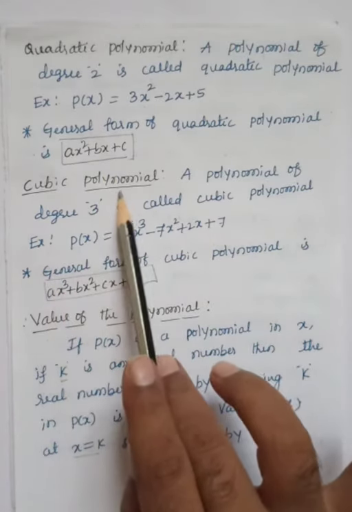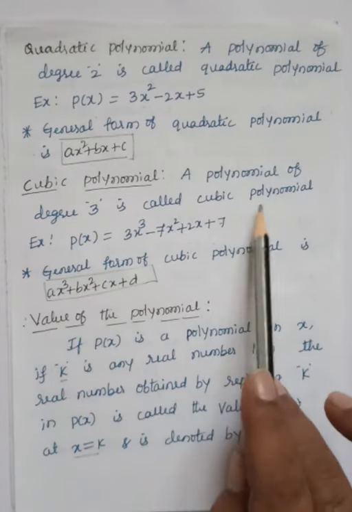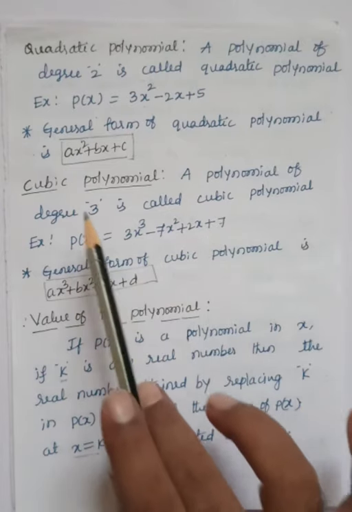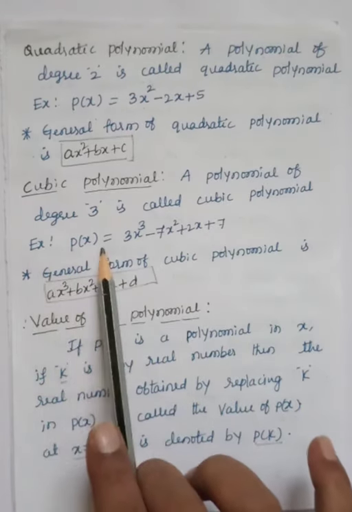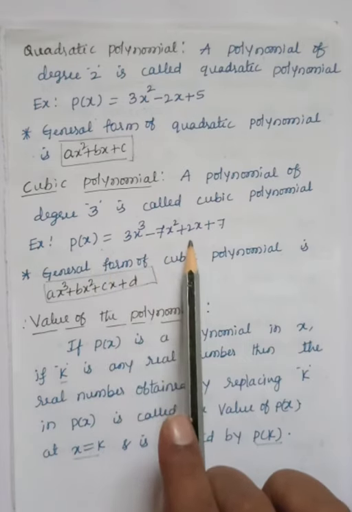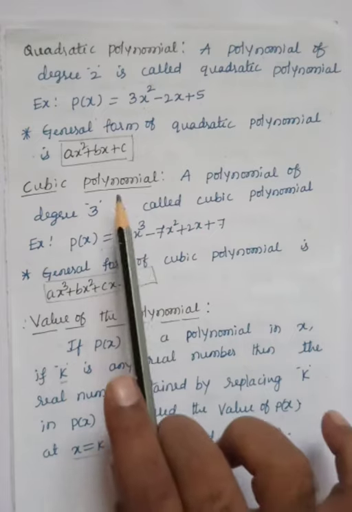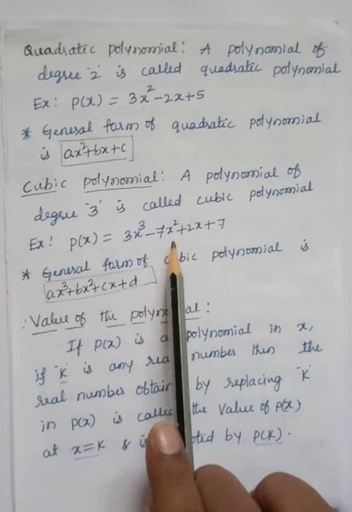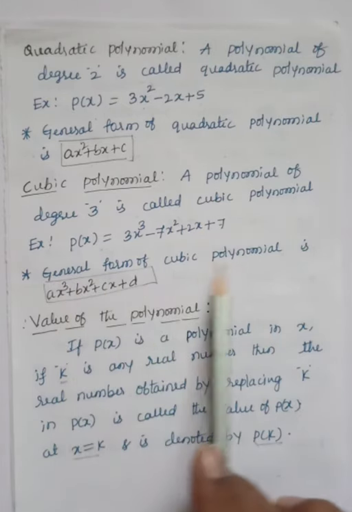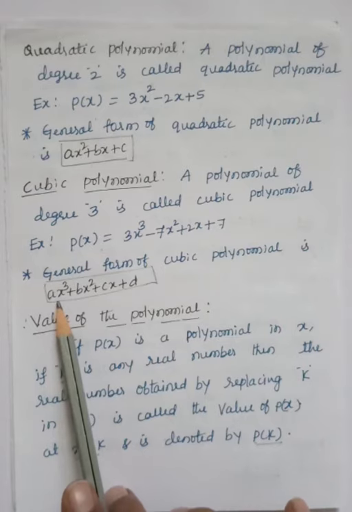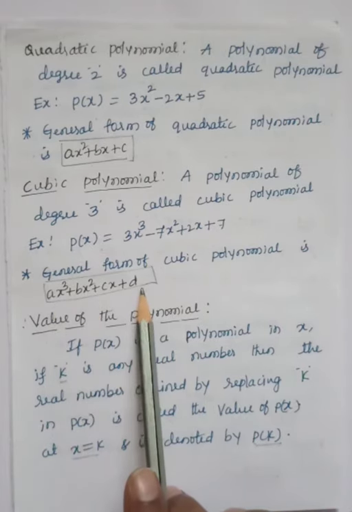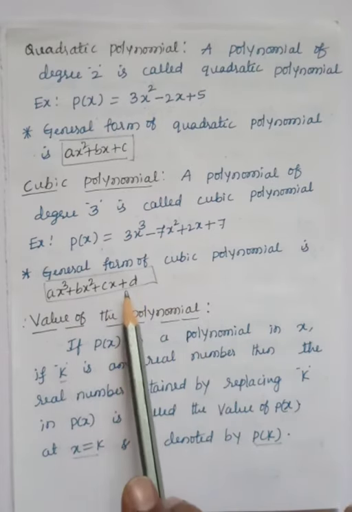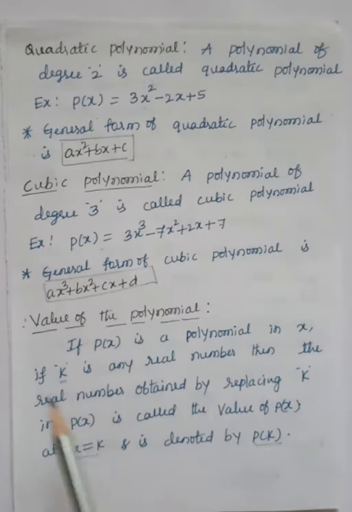Next, cubic polynomial. A polynomial of degree 3 is called cubic polynomial. If the highest power of the variable will be 3 in the given polynomial, that gives us cubic polynomial. Example, p of x is equal to 3x cube minus 7x square plus 2x plus 7. This is the example for cubic polynomial because the degree of this polynomial is 3. Highest power is 3 in the given polynomial. What is the general form of cubic polynomial? General form of cubic polynomial is ax cube plus bx square plus cx plus d. Remember the general form of the given polynomials.